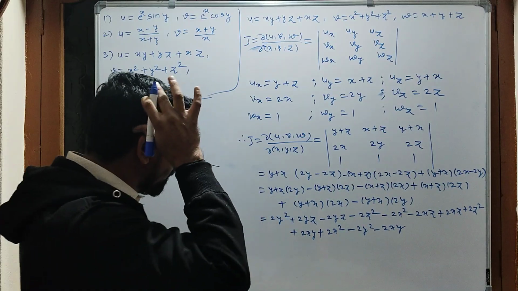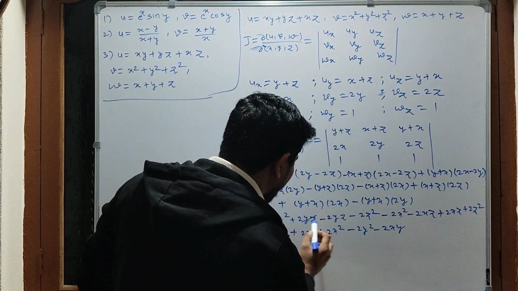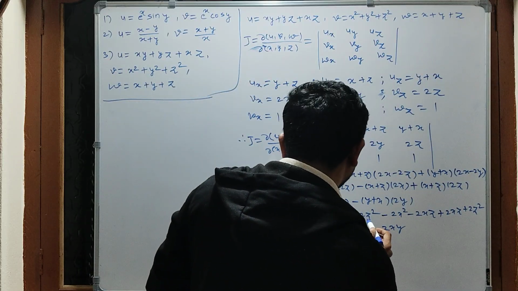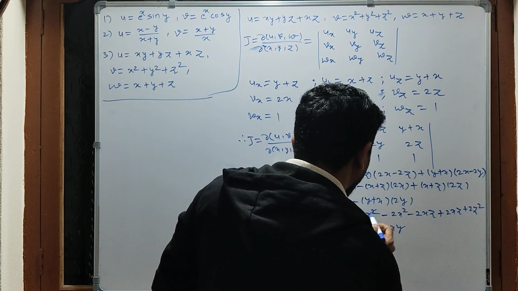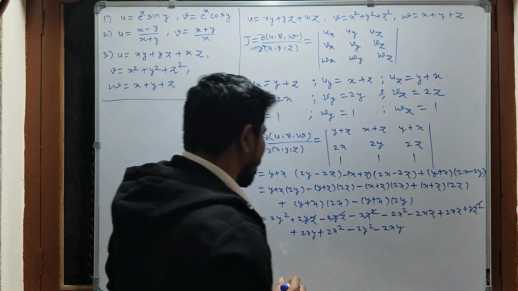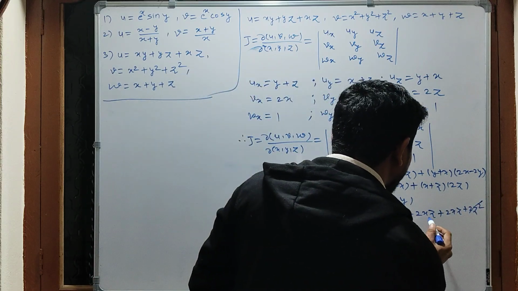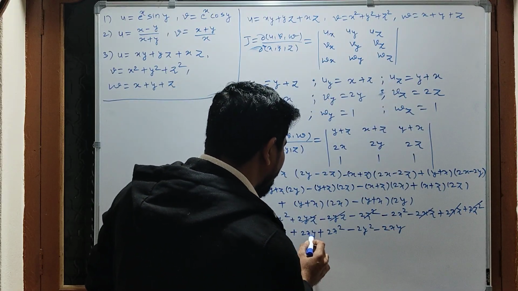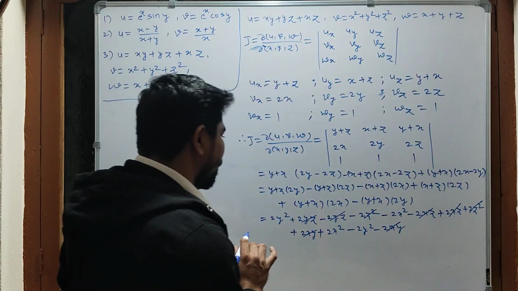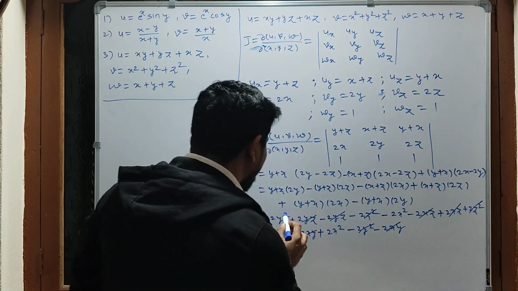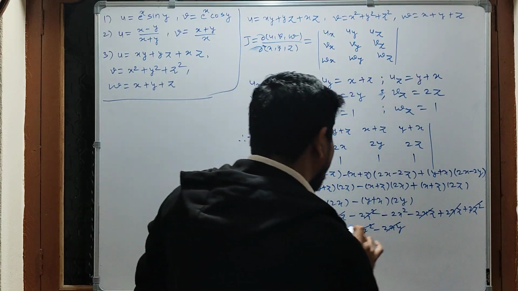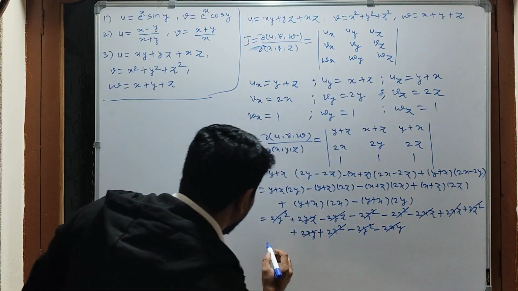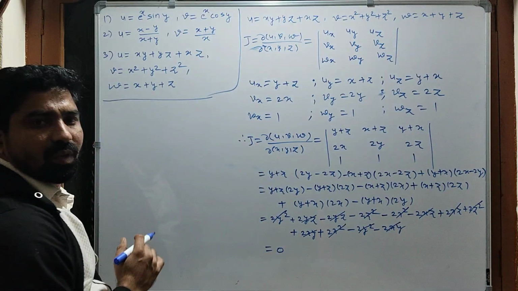So just observe one thing. Here this is plus 2yz, cancel with minus 2yz. This is minus 2z square, cancel with plus 2z square. This is minus 2xz, cancel with plus 2xz. This is plus 2xy, cancel with minus 2xy. This is minus 2y square, cancel with plus 2y square, and this is plus 2x square, cancelled with minus 2x square. So therefore this complete term is 0.